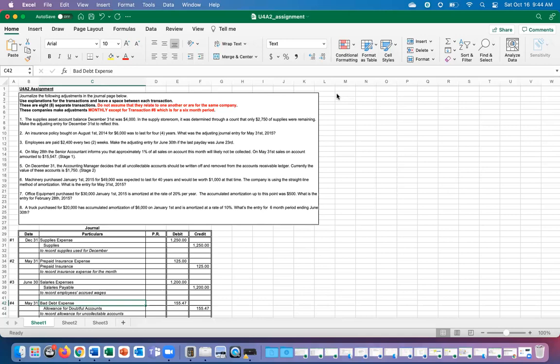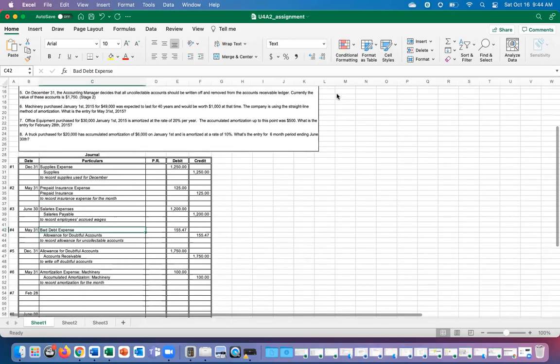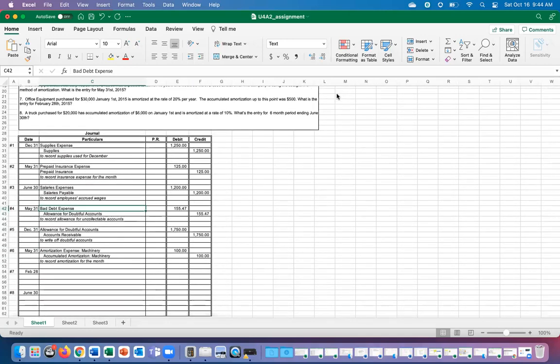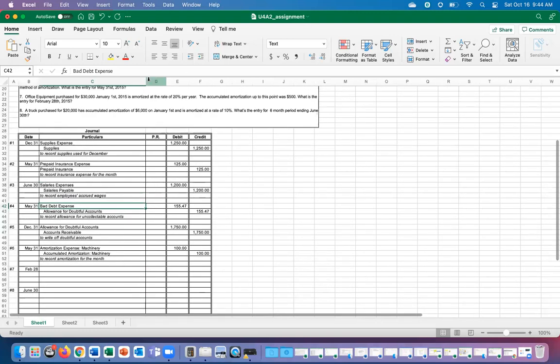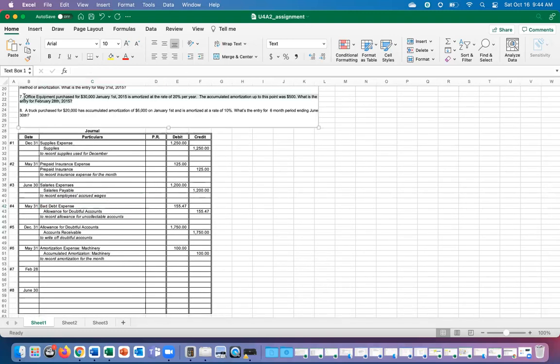All right, so let's go ahead and look at number 7, and we can do this together and figure it out. So number 7, office equipment purchased for $30,000 January 1st, 2015 is amortized at the rate of 20% per year. So it loses 20% of its value every year, this office equipment. The accumulated amortization up to this point was $500. What is the entry for February 28th, 2015?